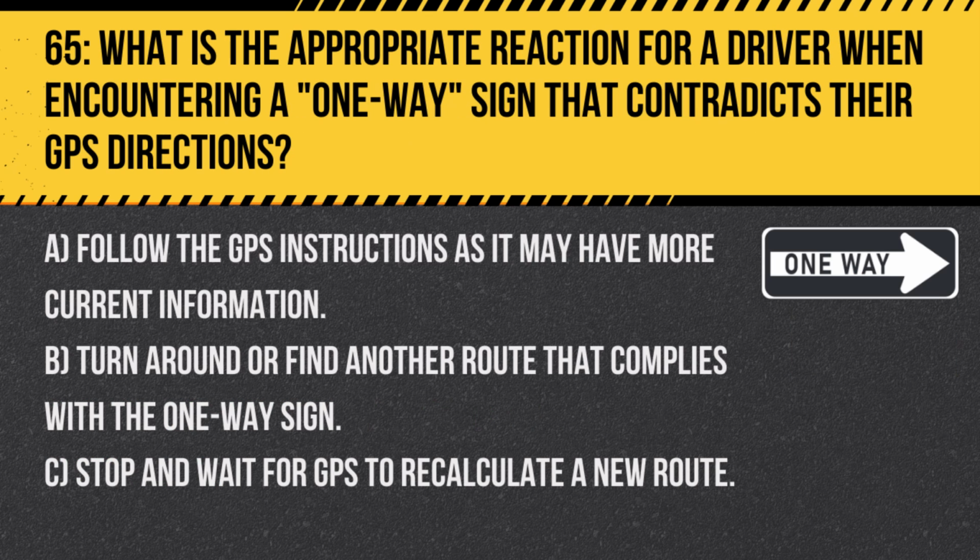Question 65. What is the appropriate reaction for a driver when encountering a one-way sign that contradicts their GPS directions? A. Follow the GPS instructions as it may have more current information. B. Turn around or find another route that complies with the one-way sign. C. Stop and wait for GPS to recalculate a new route. Answer. B. Turn around or find another route that complies with the one-way sign. Traffic signs override GPS instructions for safety and legality.